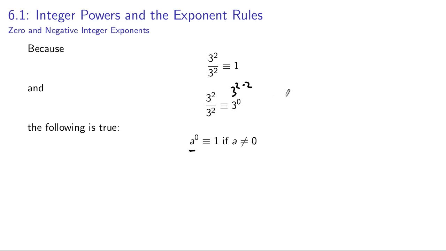Why that exception? Because that would yield a fraction with a division by 0, which of course is meaningless. So any number other than 0 to the 0th power is 1.